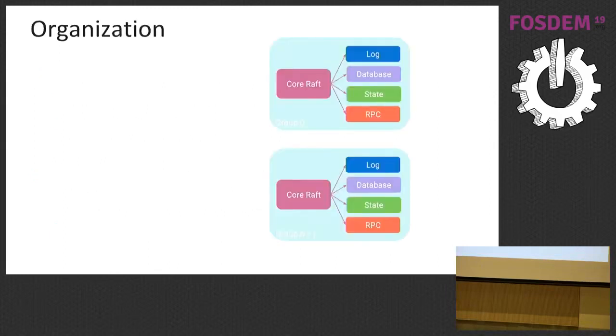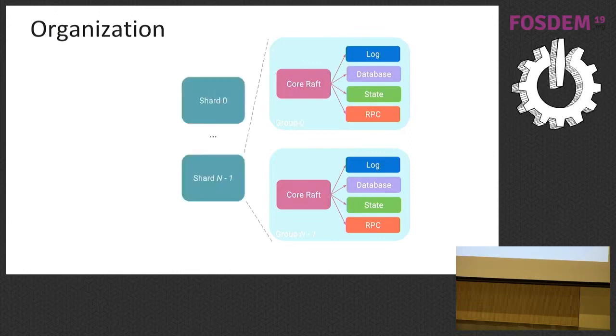Inside a particular node, we are going to have many of these Raft groups. We have here the typical Raft modules: the core consensus module, and the log, the database. The state is going to be whatever persistent state we need to keep across reboots. And then the RPC module is just what we use for messaging between replicas. So each shard, each CPU, is going to have an instance of all of these groups.